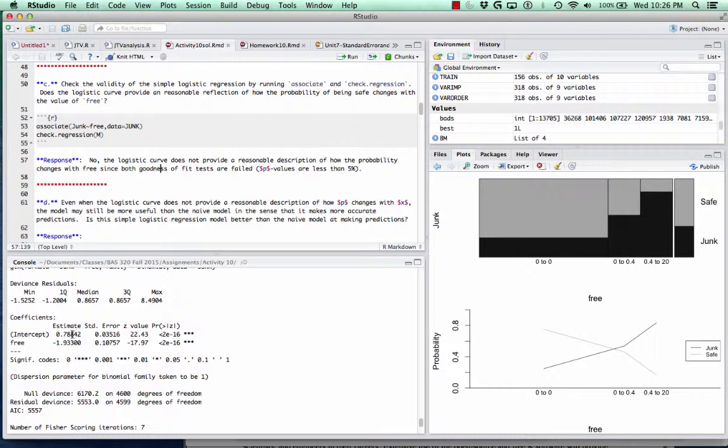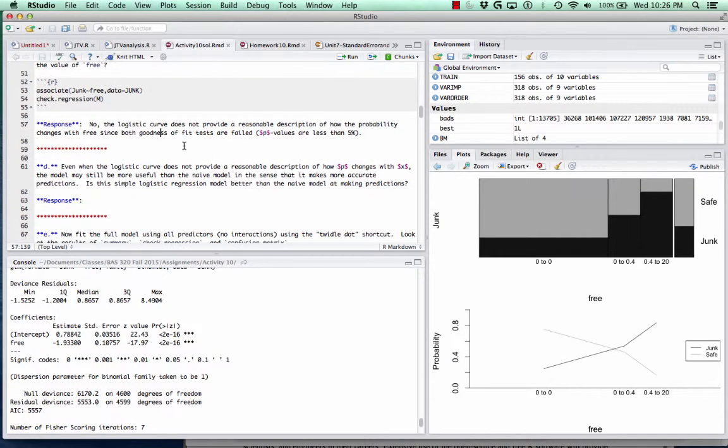We don't want to place too much confidence in the coefficients, but even a wrong model may still be useful from a predictive point of view. And that's what D asks us to follow up on. Even when the logistic curve doesn't provide a reasonable description of how P changes, it still may make classifications more accurately than other models, than the naive model. So this is asking, is the simple logistic regression model better than the naive model at making predictions?